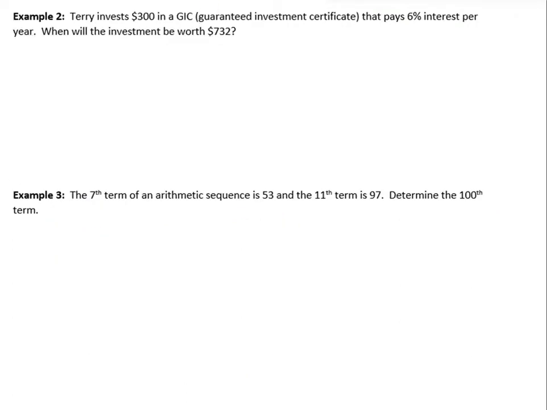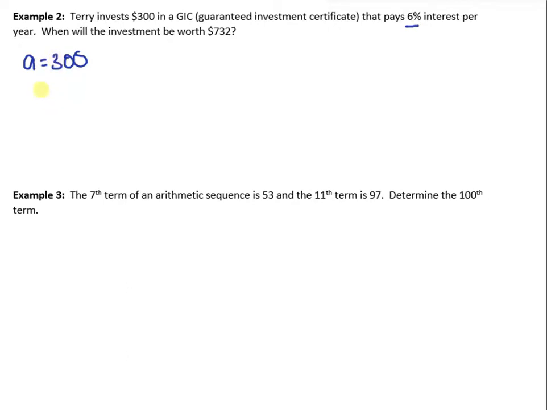Example 2. Terry invests $300 in a GIC. A GIC is a guaranteed investment certificate you can get at the bank, like here in Canada. All it is is it guarantees you, for this one, 6% interest a year. So it's not on the stock market. It's not going to fluctuate. It's just the same every single year. So when will the investment be worth $732? He invests $300, so I would consider that A. That's our starting amount.